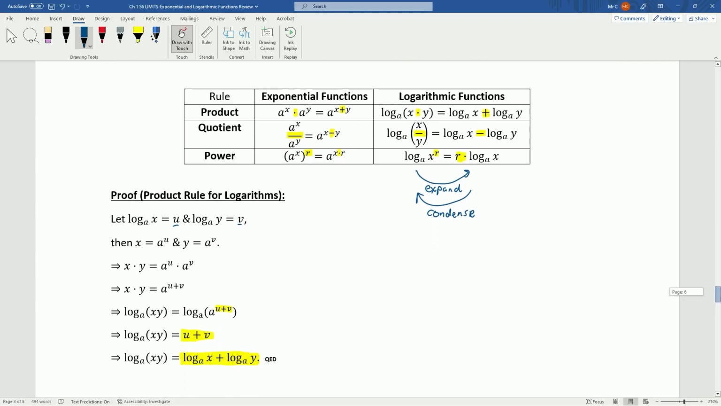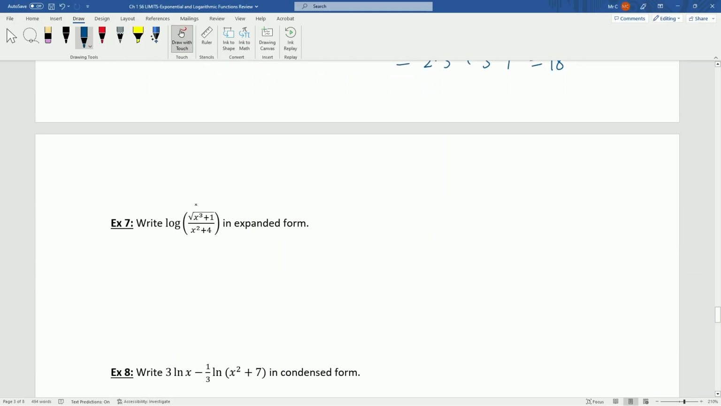All right, so back to the problem. I've got a quotient here, so using my quotient rule, this is log of the square root, but I'm going to write that as x cubed plus 1 to the 1/2 power, instead of writing the square root, minus log of x squared plus 4.